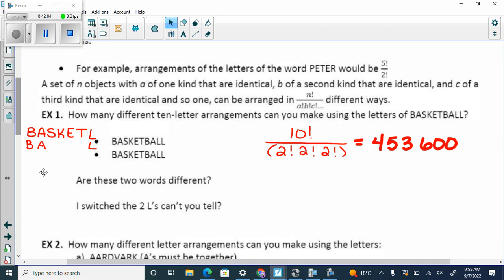So even if you're like, well, they don't look any different, you pretend they look different. I have 3 A's. I can tell them apart. I can't. I'll just deal with that after.